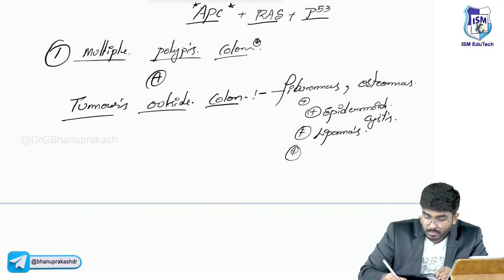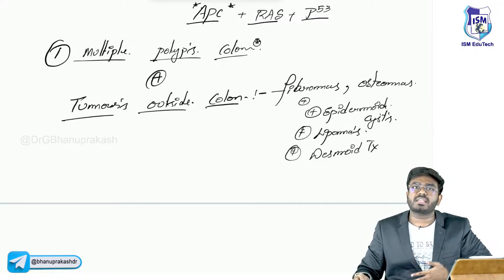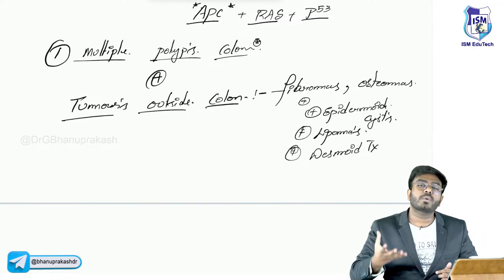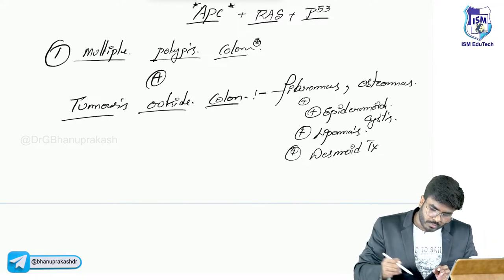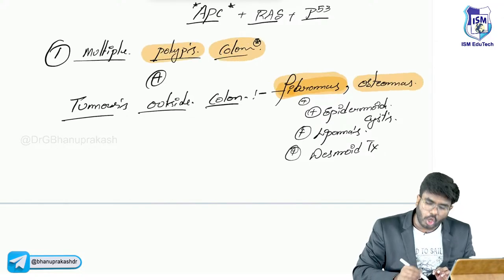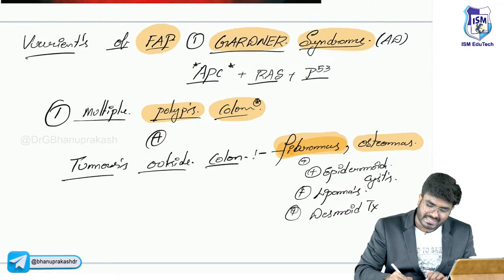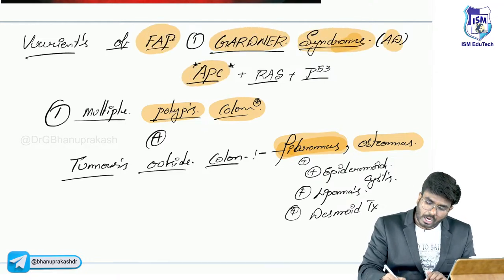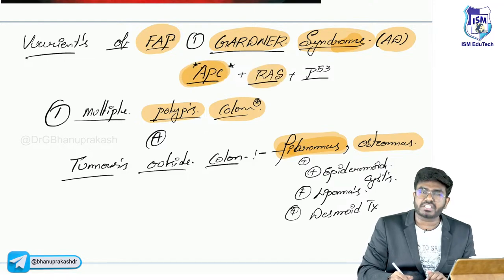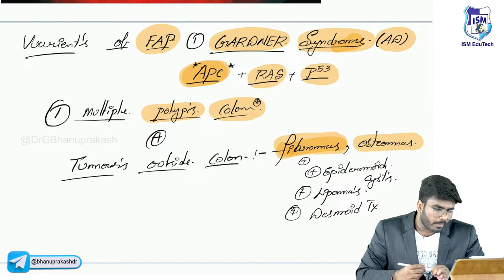These patients will have desmoid tumors. Multiple tumors are seen, apart from the colonic polyps. Especially important, osteomas. This is what I asked in the exam. The patients are going to have osteomas and fibromas along with multiple polyps in the colon. It's a variant of familial adenomatous polyposis, called Gardner syndrome, with autosomal dominant inheritance, APC gene mutation, RAS gene mutation, and P53 gene mutations. These are some important points I want you to know.